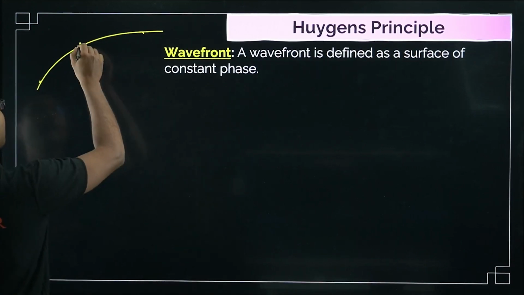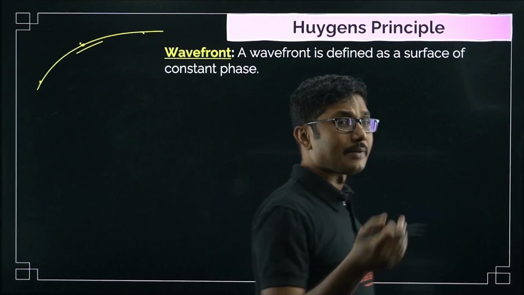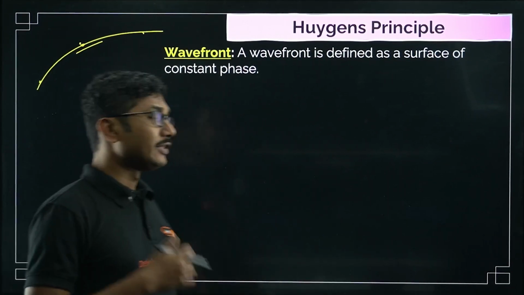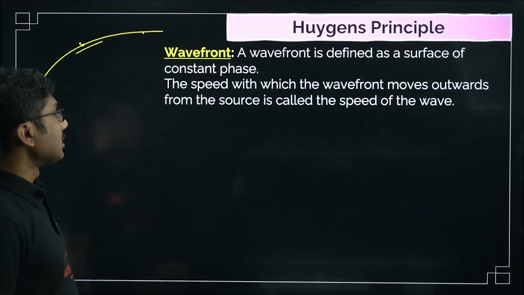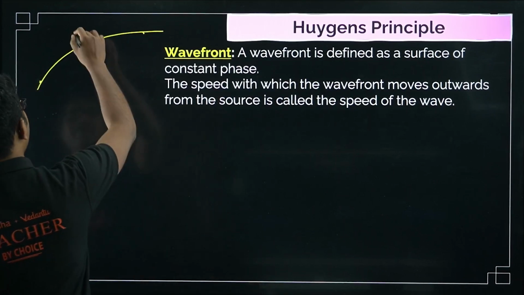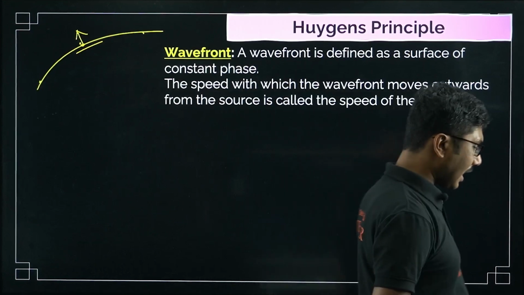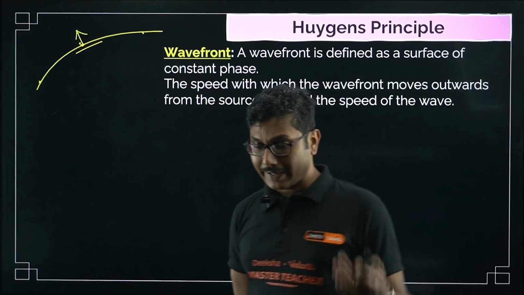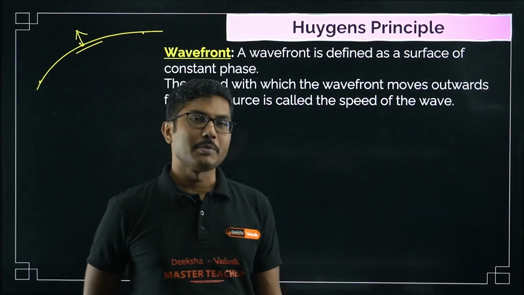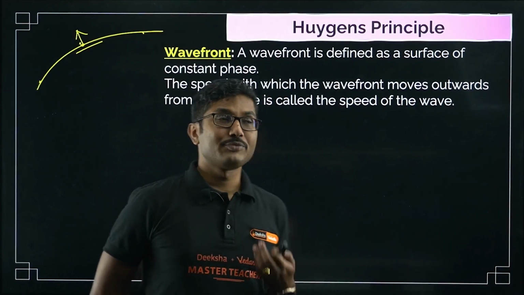So this is a wave front, where all the points on this line are at the same phase. It can be a surface or a line, not a volume. In 2 dimensions it is a line; in 3 dimensions, it will be a surface. Now the speed with which the wavefront moves outwards from the source is called the speed of the wave. So if a light is moving in vacuum, then the speed of the wavefront in vacuum will also be 3 into 10 to the power of 8 meter per second. So wavefront and light all travel with the same speed.